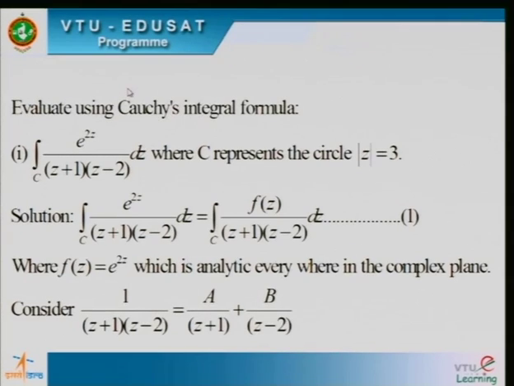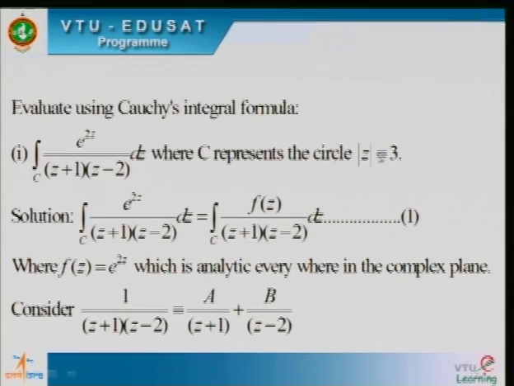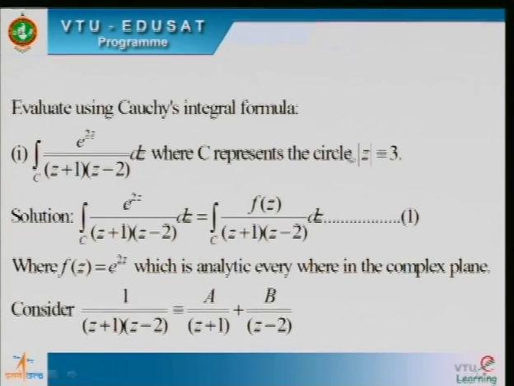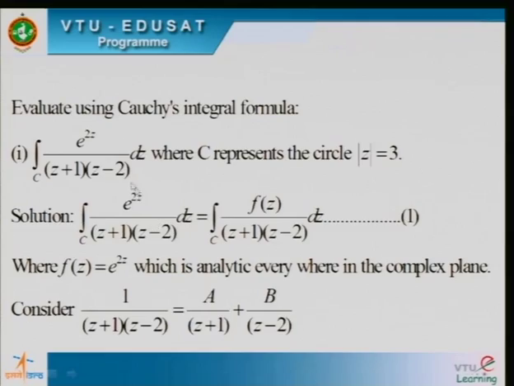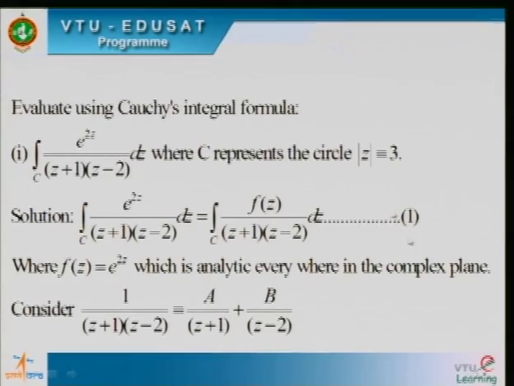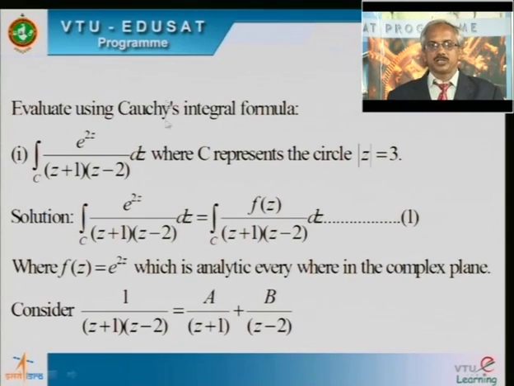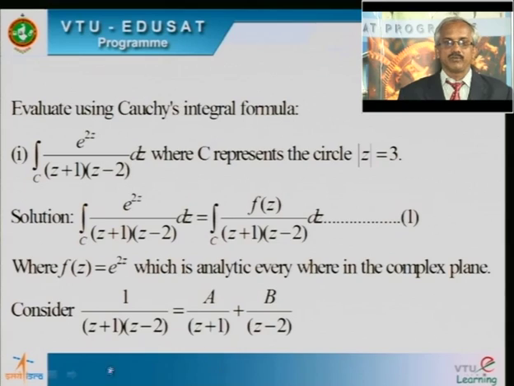One more problem: evaluate using Cauchy's integral formula. Number 1, the integral of e power 2z divided by (z plus 1)(z minus 2) dz, where C represents the circle |z| = 3. Here the denominator has two factors, z plus 1 and z minus 2. We have to express this function as per Cauchy's integral formula.